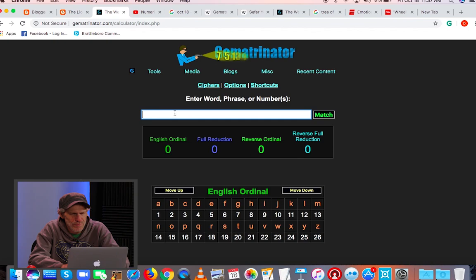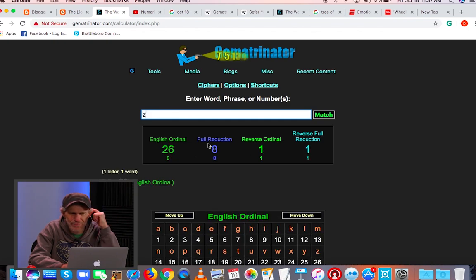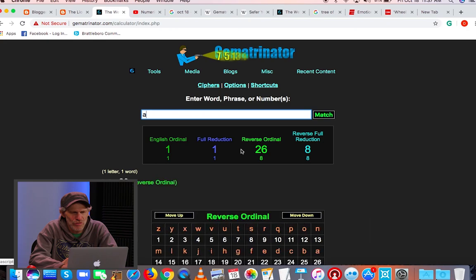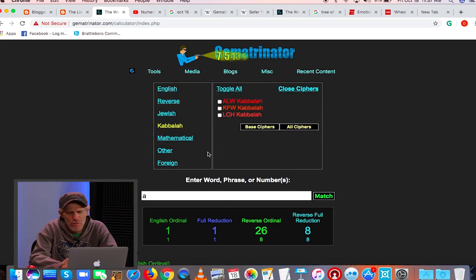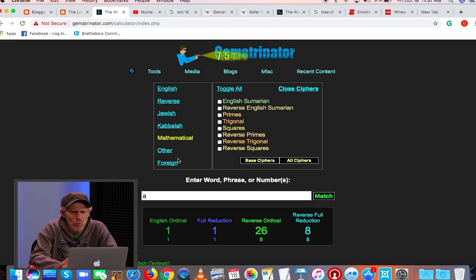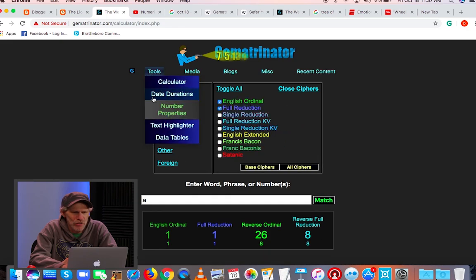Just put it in here. Z is 8. And then there's something called reverse, where instead of Z being 26, Z is 1, just like A would be 26, and reduction is the same thing here. So these are the 4 base ciphers. This is all you need. There are many different ciphers. If you go to this chart, there's a ton of different ciphers, and they're all based on the same thing. A lot of them are relevant, but I think we're just going to keep it simple and keep it to the 4 base ciphers.